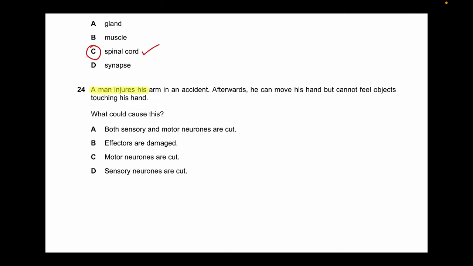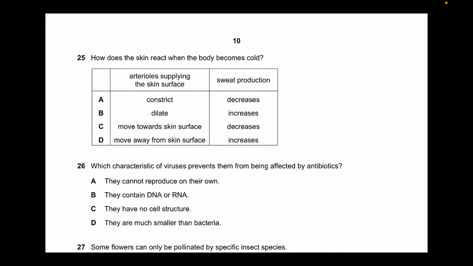A man injures his arm in an accident. Afterwards, he can move his hands but cannot feel objects touching his hand. What could cause this? Both sensory and motor neurons are cut? Well, motor neurons are not cut because he can move his hand. Effectors are damaged? No, effectors are not damaged. He can move his hands. Motor neurons are cut? No. Sensory neurons are cut? Yes, because he cannot sense the object but he can still move his hand.